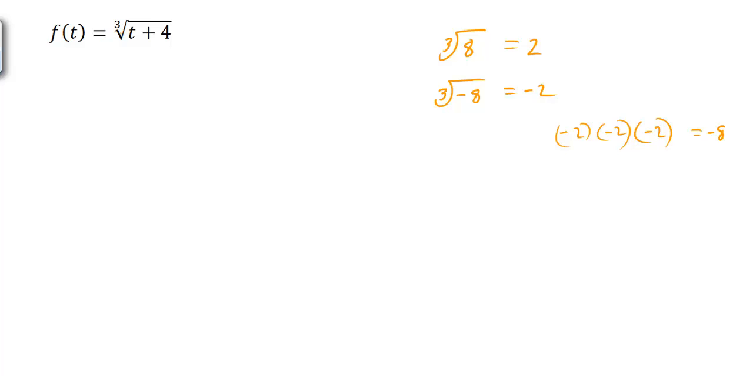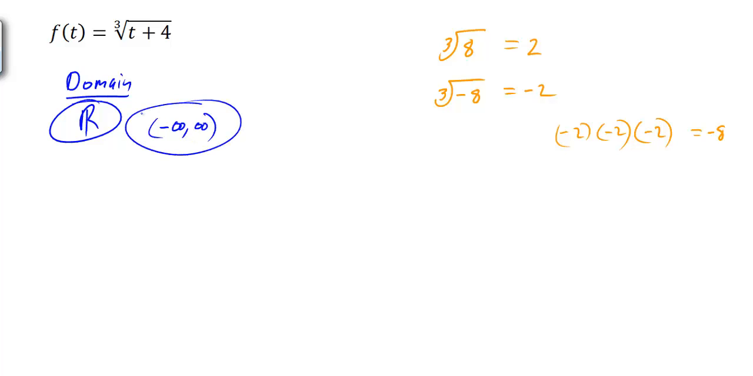So here, anytime you have an odd index, which is a 3 here for the cube root, we can take the cube root of a negative number. So here, if we're trying to find the domain of this particular function, we can plug any value in for t. So the domain would be all real numbers. Or again, we would identify negative infinity all the way to positive infinity. So we can plug any value in for t for this particular example.